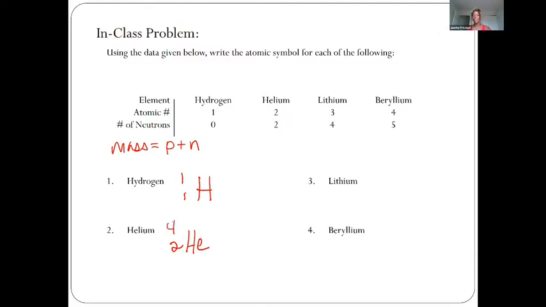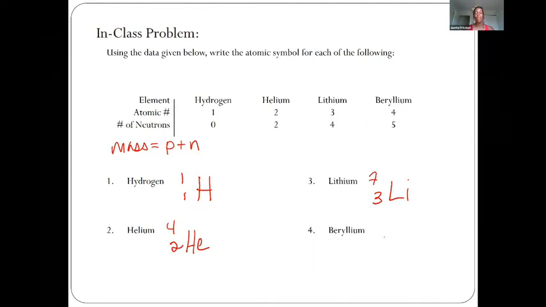Notice the second letter in that symbol, the E, is lowercase, and you always write all chemical symbols with the first letter being capitalized, the second letter being in lowercase. Number 3, we have lithium. We would put 3 at the bottom as the atomic number, and 4 plus 3 at the top, which gives us 7.